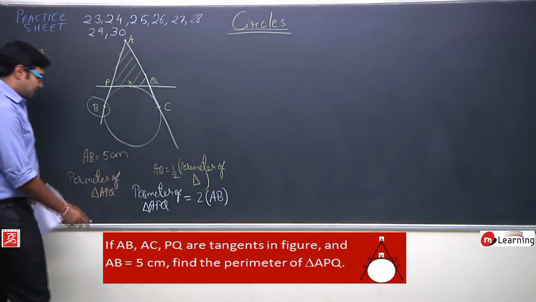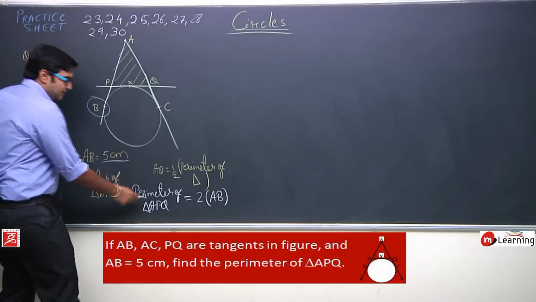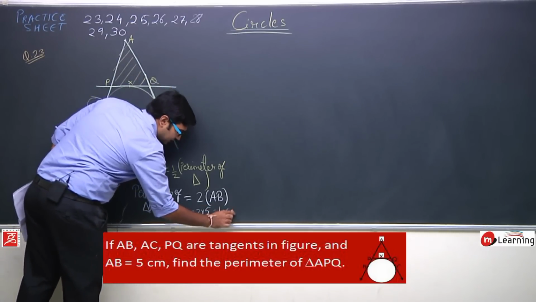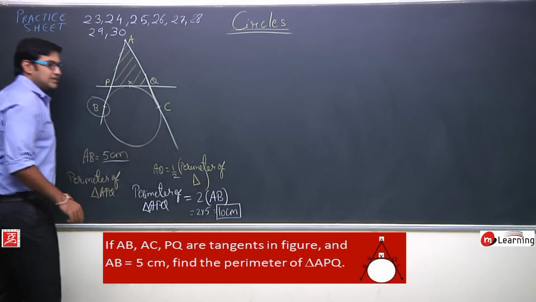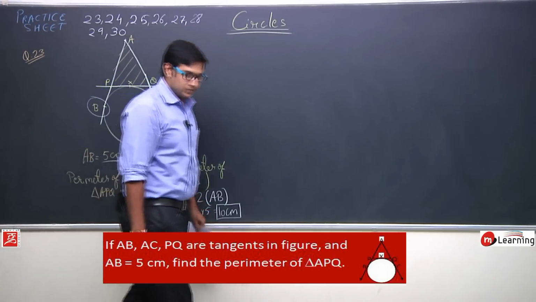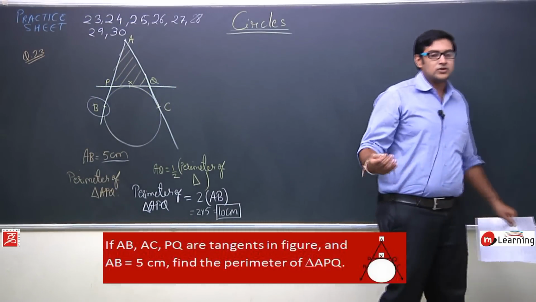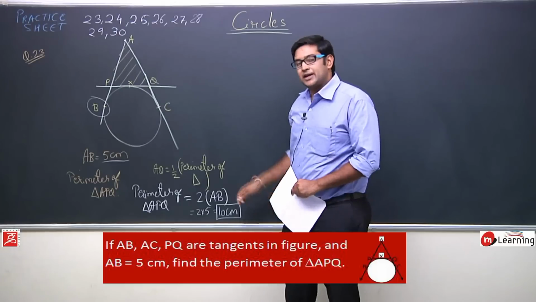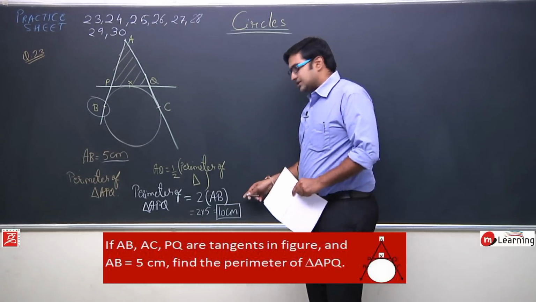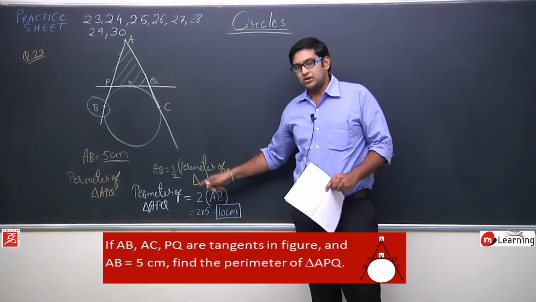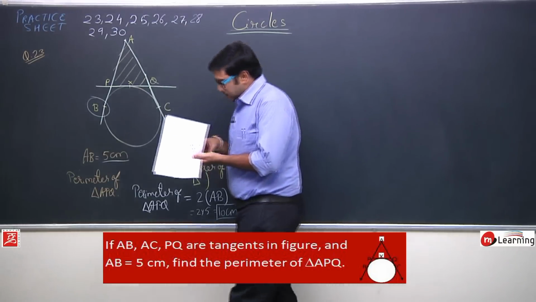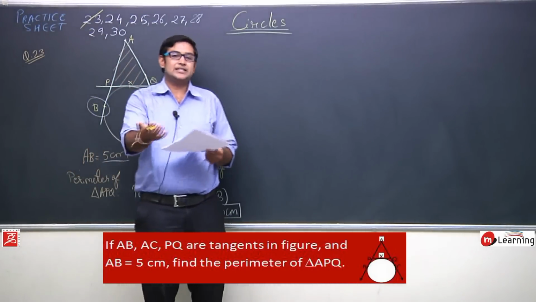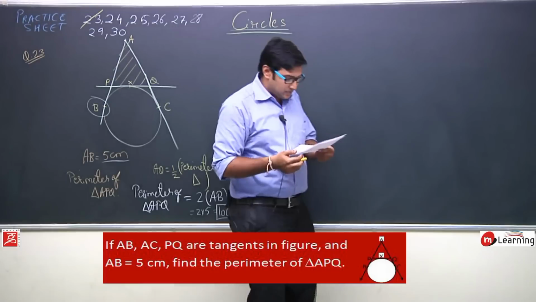Now what is AB? AB is given as 5 centimeters. So I can write perimeter of triangle is equal to 2 into 5, that is equal to 10 centimeters. So this 10 centimeters will be your answer. In this way you can solve the question. First you need to deduce this relation, and then using this relation you can determine this 10 centimeters. I skipped the proof of this relation because we have done it in the 21st question. So in this way we have solved question number 23. It's a very simple question. It's just the application of a relation that we have studied previously.